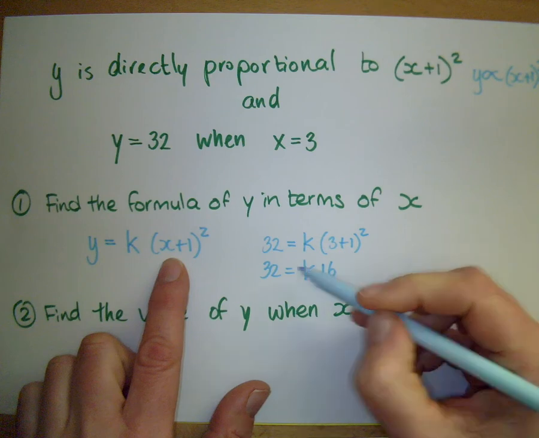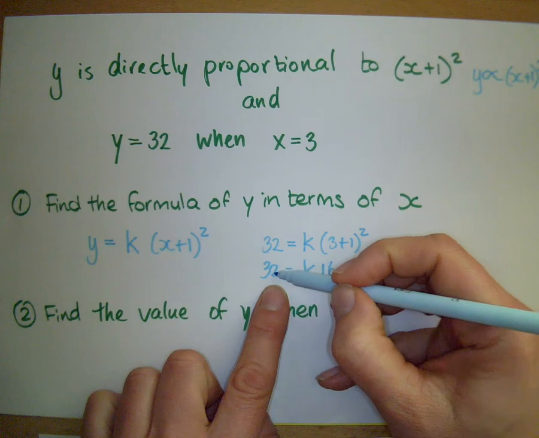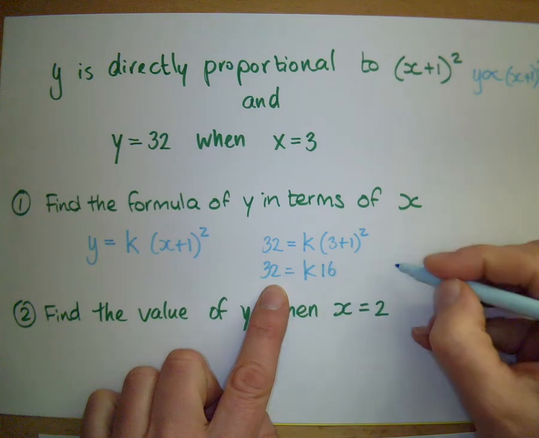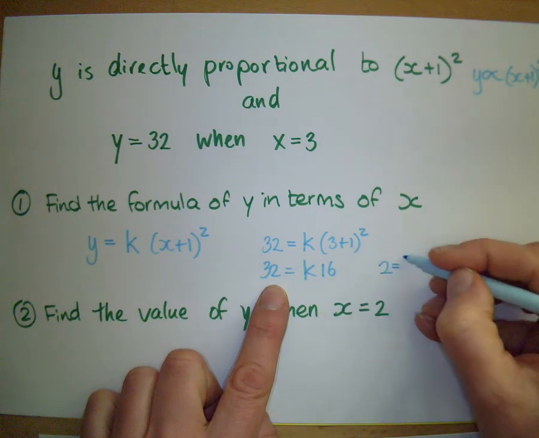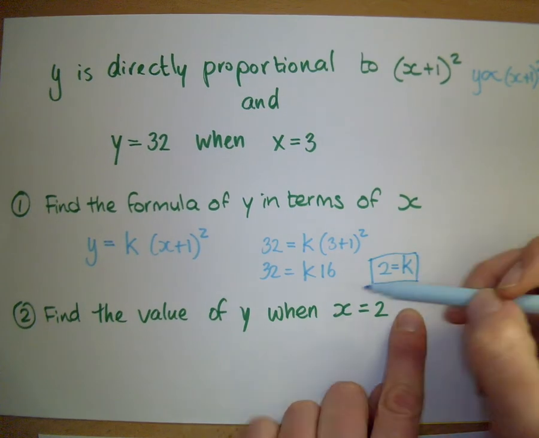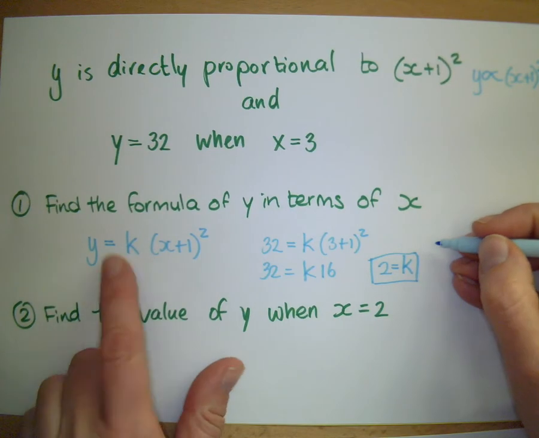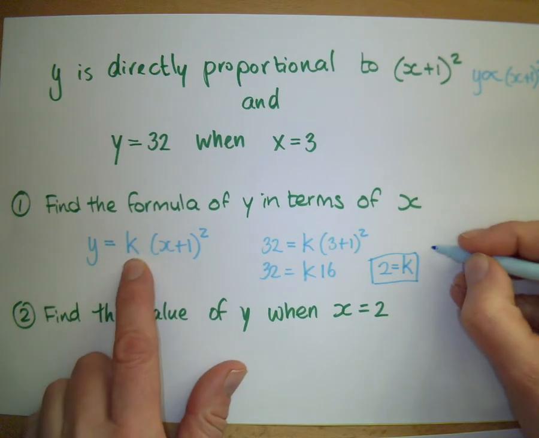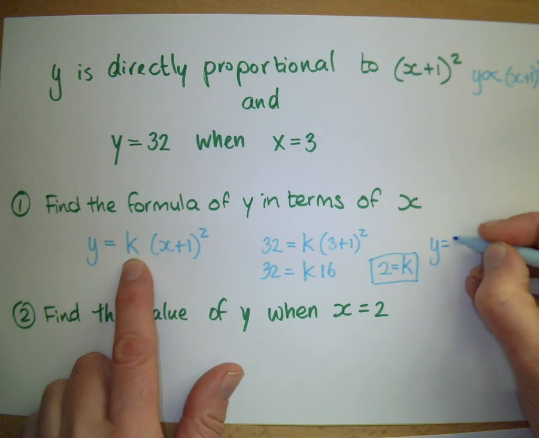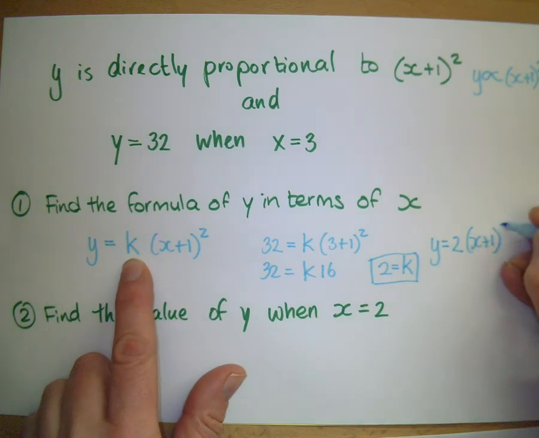K times 16 equals 32, so we divide both sides by 16. 32 divided by 16 is 2, so 2 equals k. So we found the k value. That wasn't the question though, it said find the formula. So we rewrite this with the correct constant. Y equals 2 times x plus 1 squared.